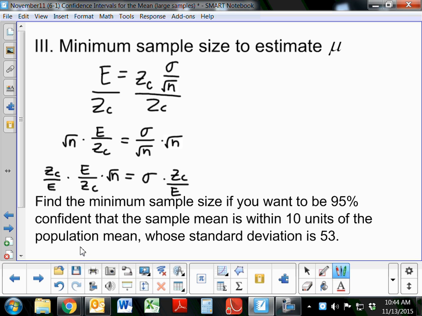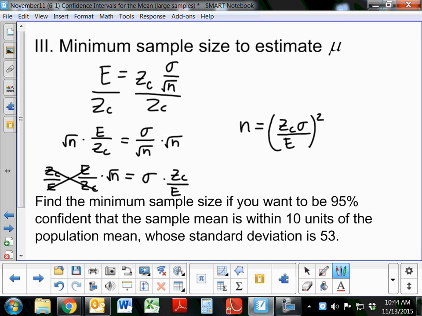Okay, and then N by itself. Square root of N is by itself. Oh, the square root of N, and then you do the square. Good. So N is equal to, you said Z sub C and a standard deviation over E, all of that being squared.